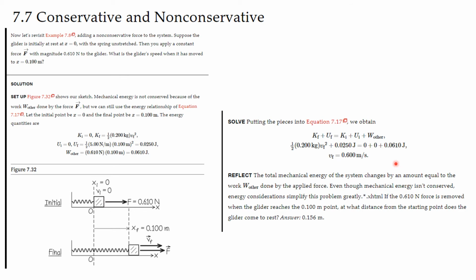Now here are some additional considerations. The total mechanical energy changes by an amount equal to the work done by the applied force. So even though it isn't conserved, the energy considerations simplify this problem a great deal. And if this force is removed when the glider reaches that point, at what distance from the starting point does the glider come to rest? This would be a good problem for you to try to work as well, and there's an answer for you.